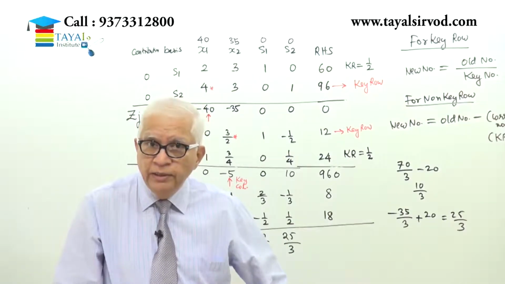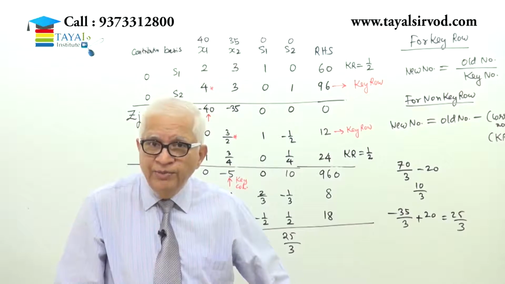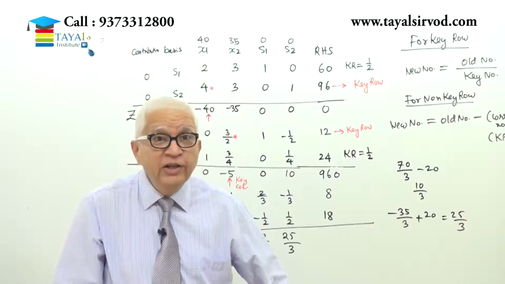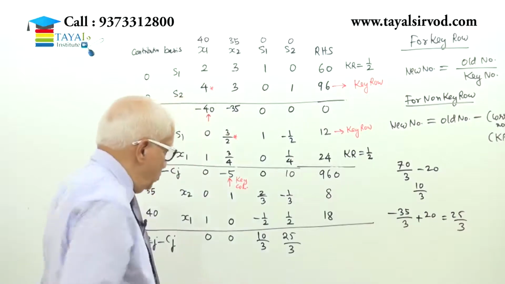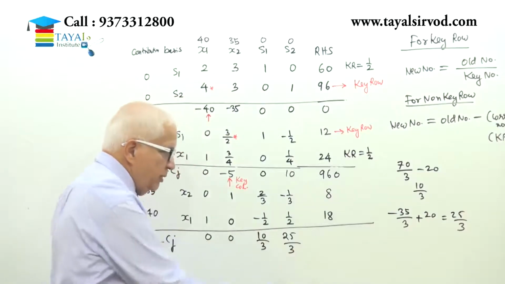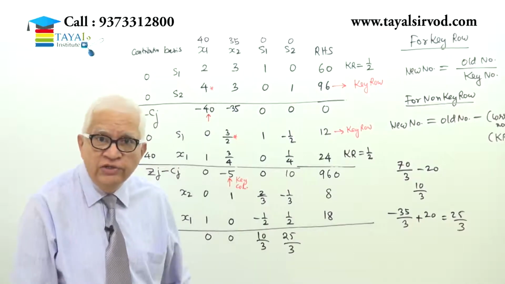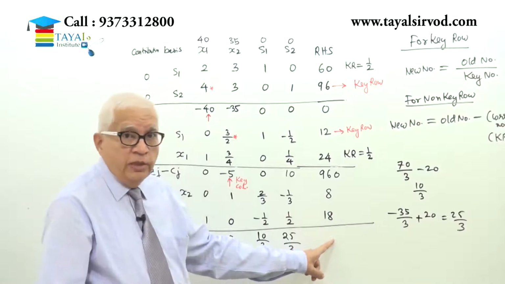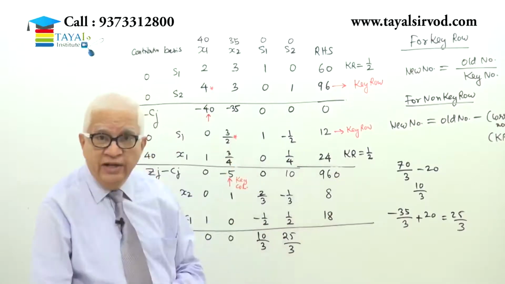What does it mean? The table is optimal. And what have we done? We have solved the problem completely. There are no negative numbers in the index row. These two numbers were 0 and both these numbers are positive. That means we have reached the optimal solution. But what is the zeta value? It must be an improvement over 960.